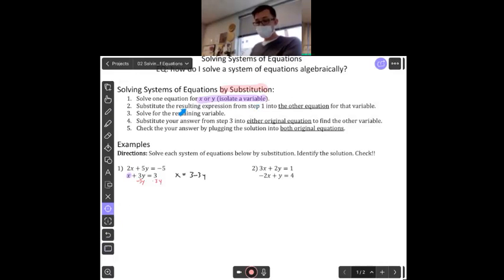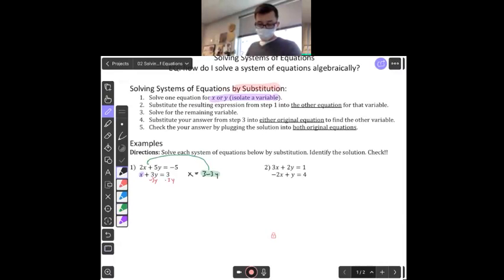So what we do is substitute. That's called the substitution method. Substitute that expression into the other equation. You have to make sure you put it back into the other equation. It cannot go back into the same one you just used. So that is x, so that's going to go where the x was. It's going to substitute out the x. We have 2 times something plus 5y equals negative 5. That something being 3 minus 3y.